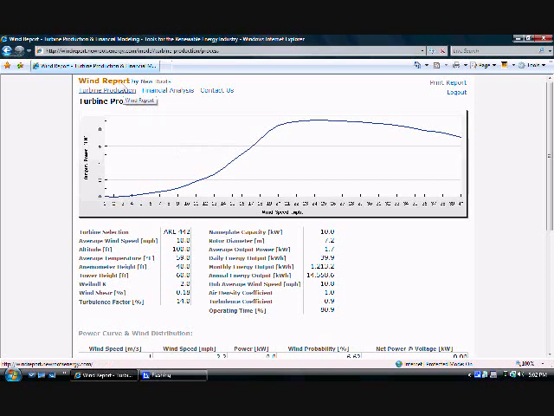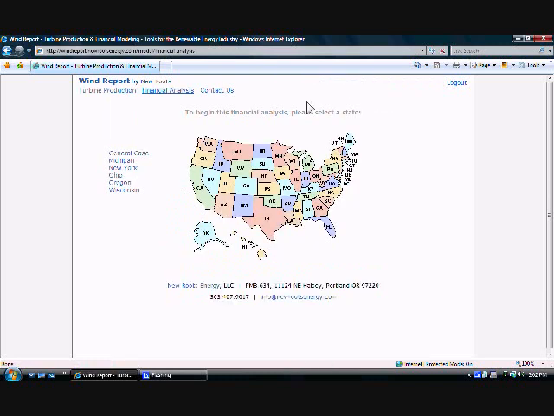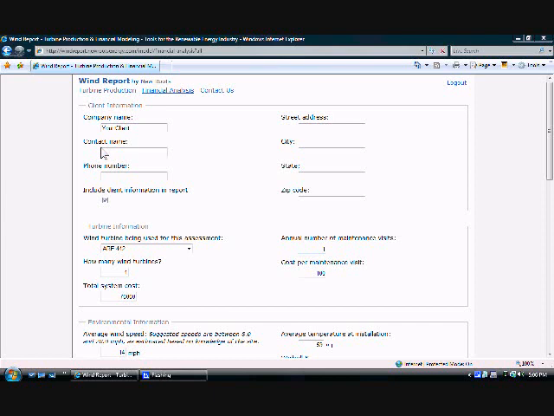Back at the start page, we're able to select Financial Analysis to begin generating a financial wind report. This page provides you with a list of states that are currently modeled. If your state is not here, select General Case. Now you can begin generating your wind report. First, start with client information, where you can insert your client's name and contact information, and you have the option of including that information in the final report.